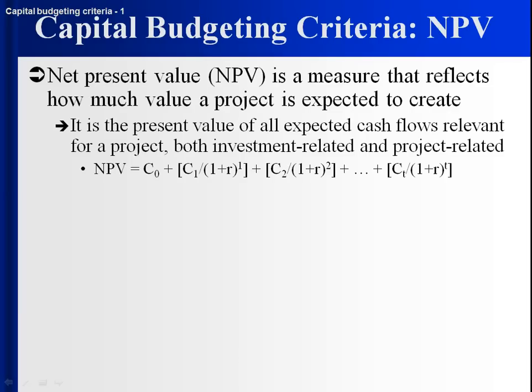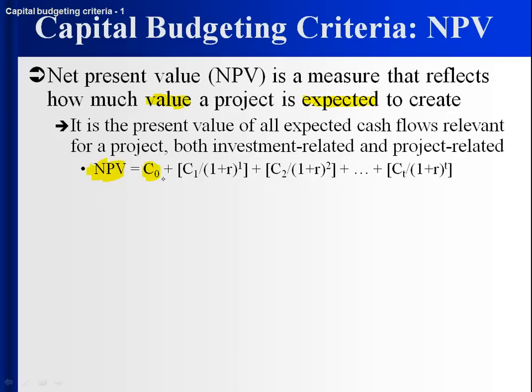Net present value captures how much value a project is expected to create. Basically, it's the present value of all the expected cash flows that are relevant for a project. So take all of the cash flows, whether for the investment, the cash flow that goes out of your pocket to make these things happen, or project related, once this thing's happened, the cash flows that either come into you or more that go out of your pocket, take the present value of them, add them up, and that's the NPV.